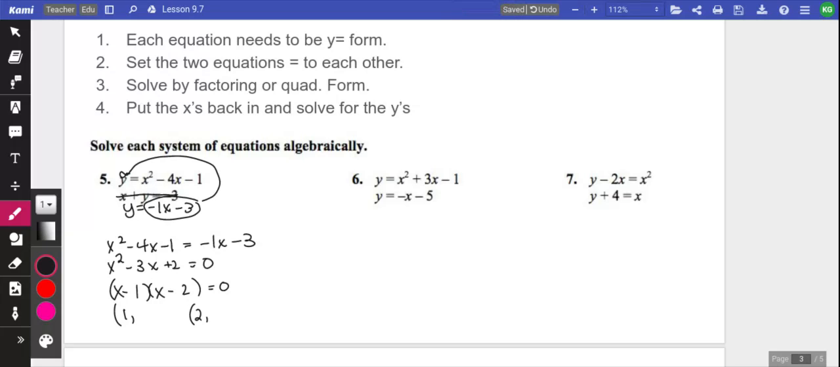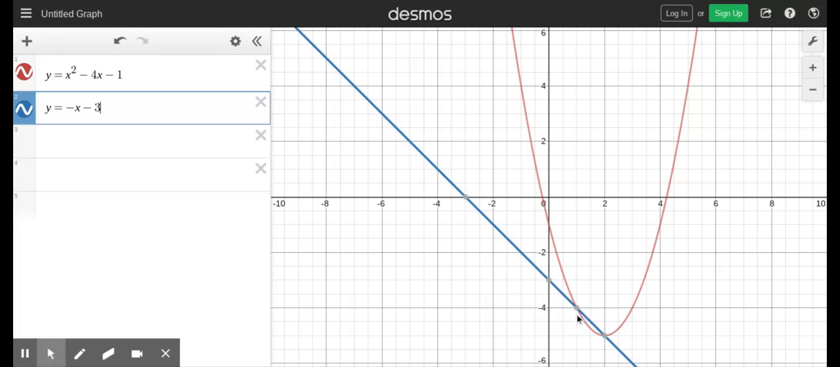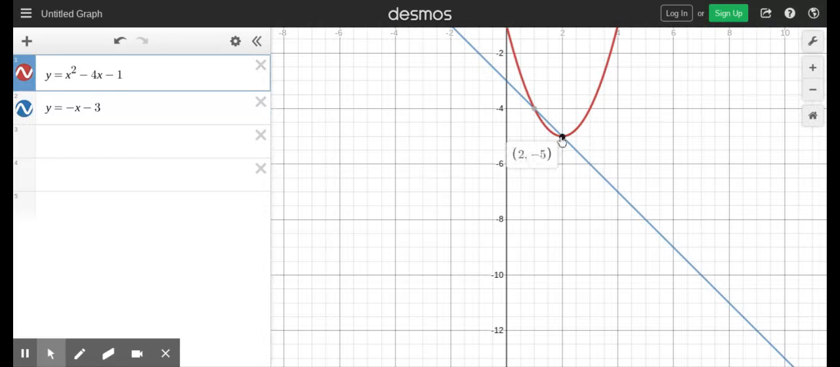So to figure those out, I can put them into either equation. So I'm going to choose to put them into the first equation. And that would give me -4 and -5. So we should have them crossing at 1 comma -4 and 2 comma -5. X squared minus 4x minus 1 and -1x minus 3. So here we have this point was at 1 -4 and the second point at 2 -5.